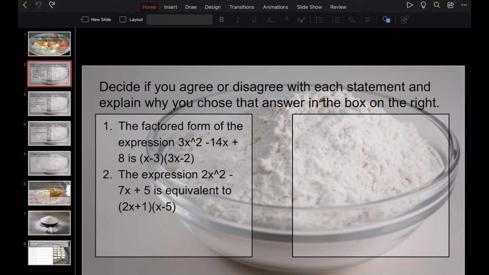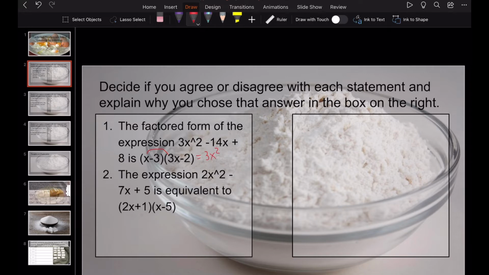The way that you would have seen if this was true is by distributing these on your own piece of paper. X times 3x makes 3x squared. X times negative 2 makes negative 2x minus 9x plus 6. So you can see that this last one has a plus 6, whereas in the original it should have been a plus 8. So this would have been something that you should have disagreed on.